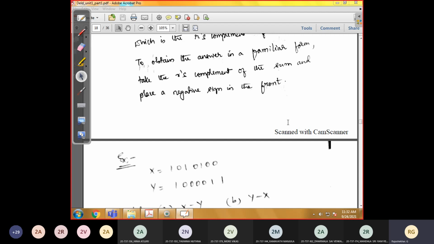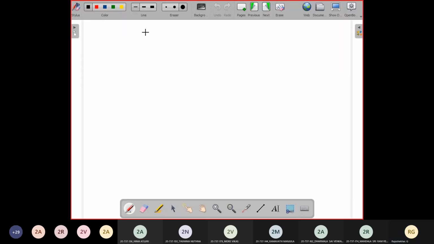Okay. Now let us do the other way. Y minus x if you want to do. So can somebody tell me what is the value of x once again? What is the value of x? 1 0 1 0 1 0 0. So this is the x value. What is the value of y? 1, 4 zeros, 1. So this is the value of y which is given to you.